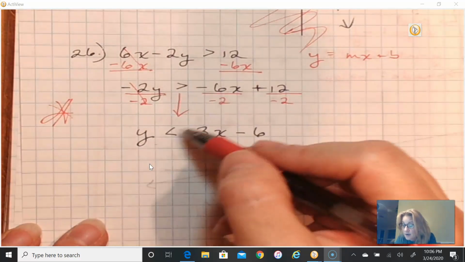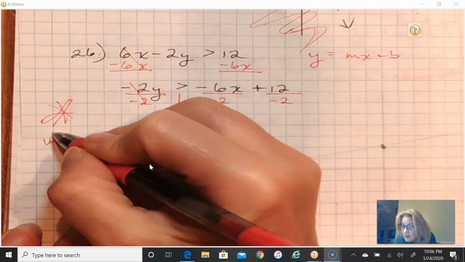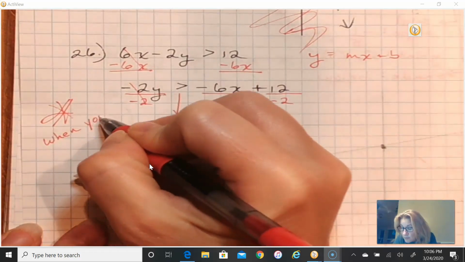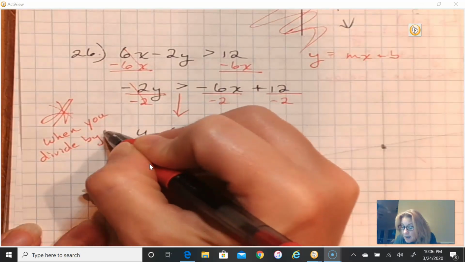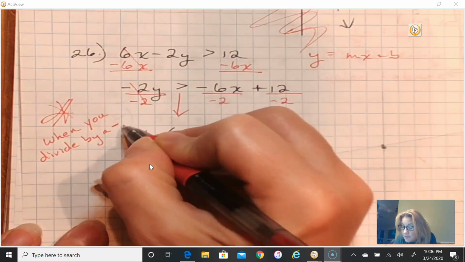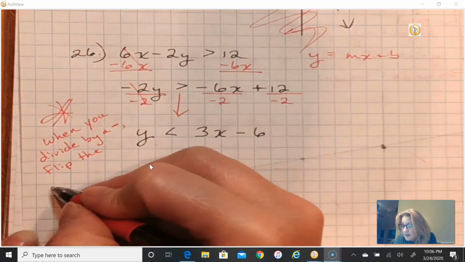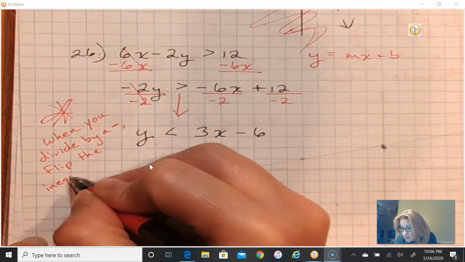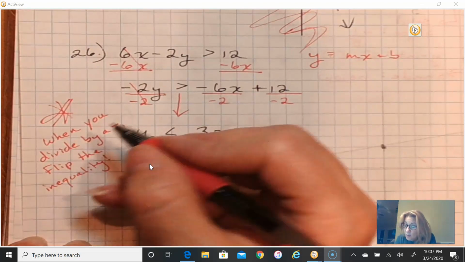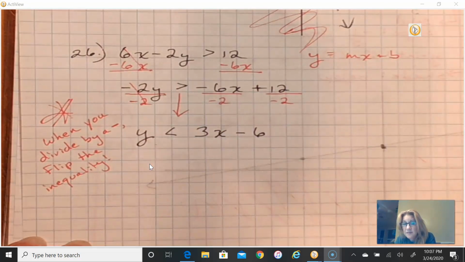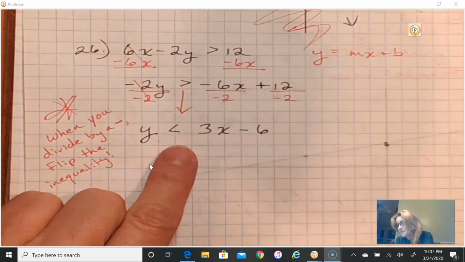Because of this right here: when you divide by a negative, flip the inequality. Actually, divide or multiply. Okay? There's your thing.